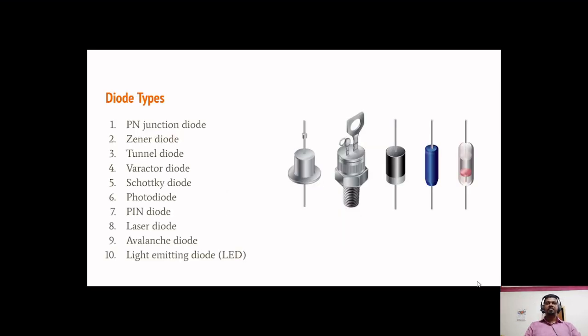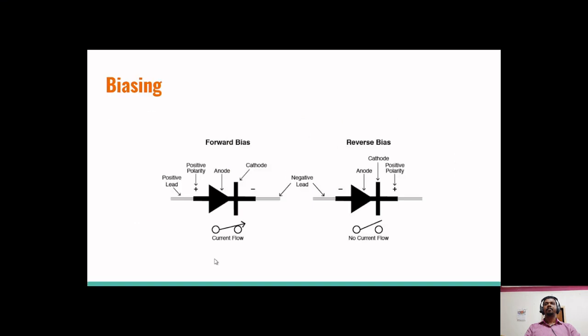There are different types of diodes that you can find. The one that we are discussing now is the PN junction diode. You get this by combining a P-type material and an N-type material. The other diodes are also called special diodes. You have the Zener diode, which is a heavily doped diode, the tunnel diode, the Schottky diode, and so on. And then down the list you find the light emitting diode, which is quite popular. It is also called an LED.